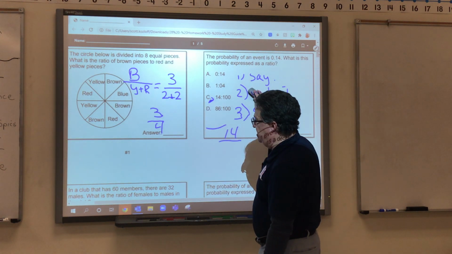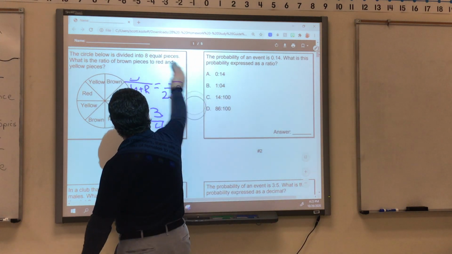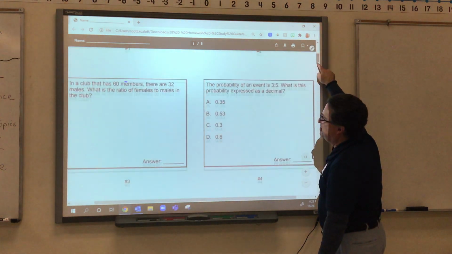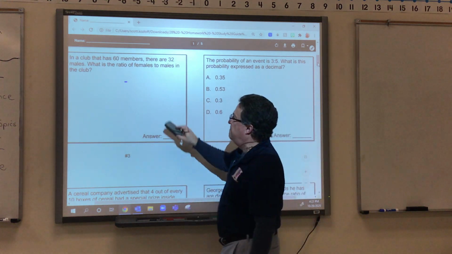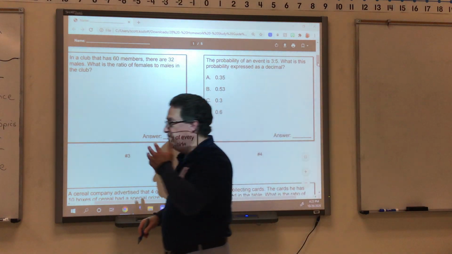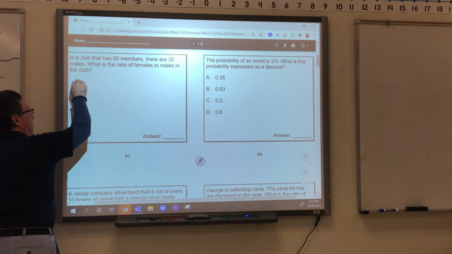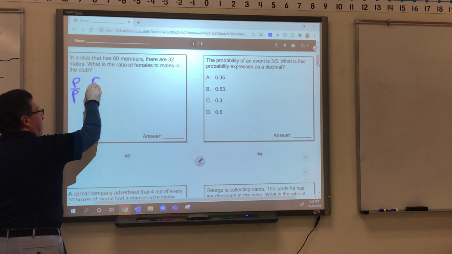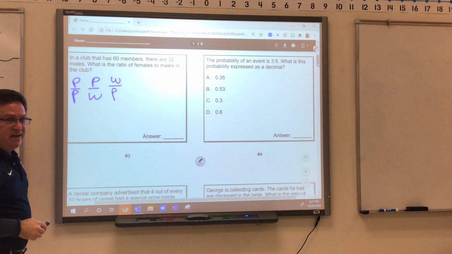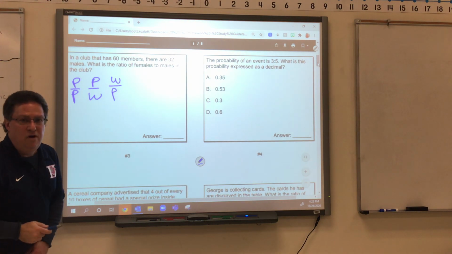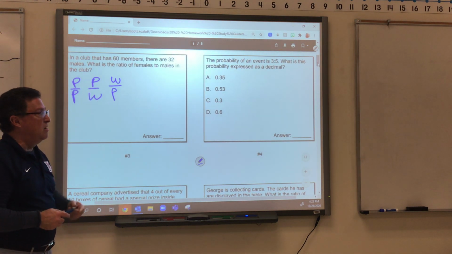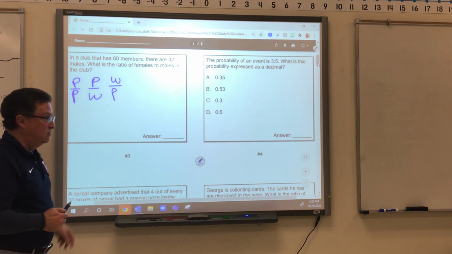Okay, number 3 says, in a club of 60 students, there are 32 males. What's the ratio of females to males? So, let me remind you that there are 3 different kinds of ratios. Part to part, part to whole, and whole to part. I abbreviated that. Write the words down in your own notebook if you need to. Those are the 3 different kinds of ratios.